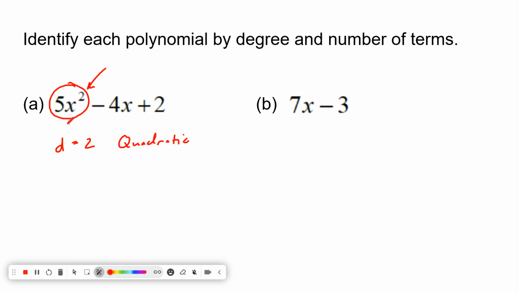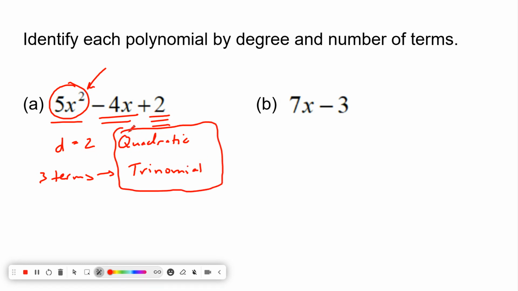And then we look at the number of terms. I have 1 term here. I have a negative 4x. That's the second term. And then a positive 2. This has 3 terms. And if it has 3 terms, this is where the prefixes really come into play. 3 means tri. And we name it nomial. Trinomial. So this is a quadratic trinomial.